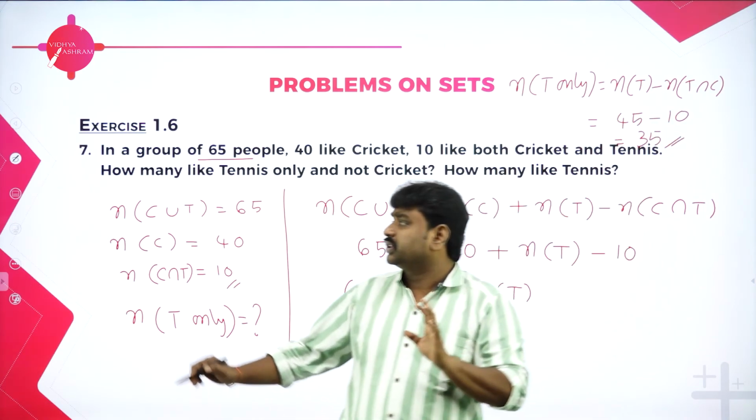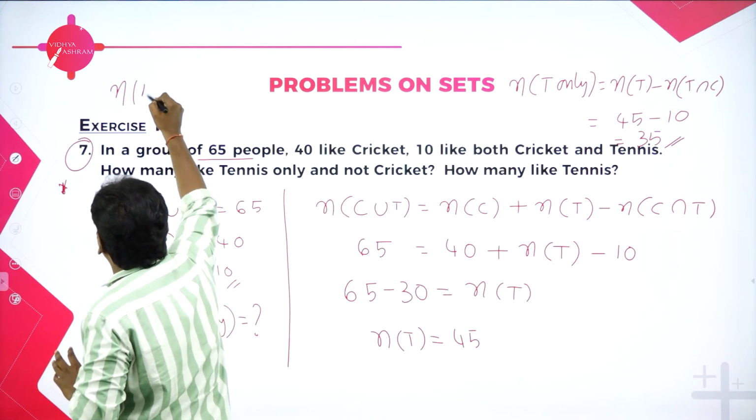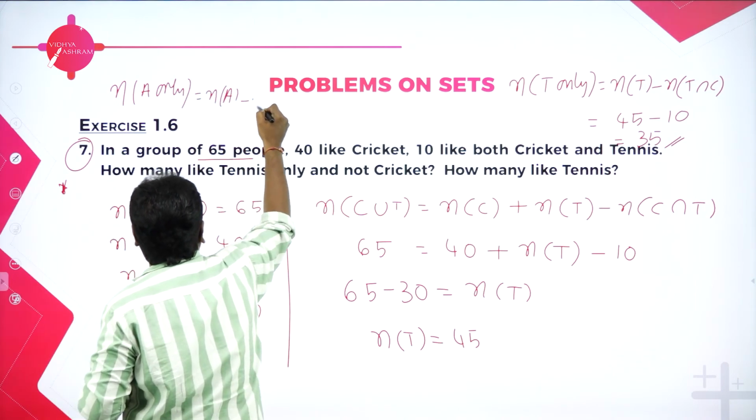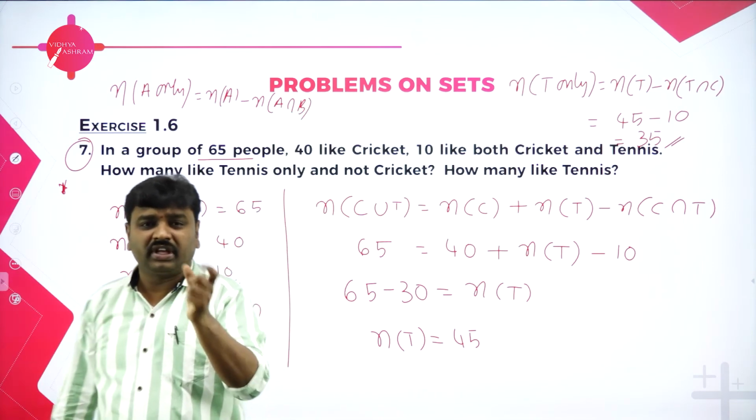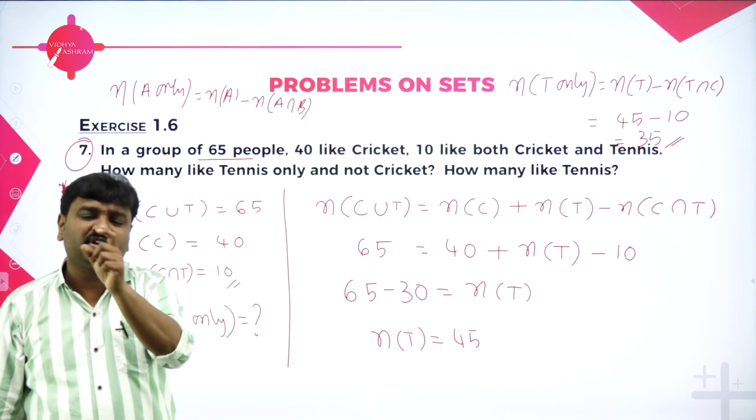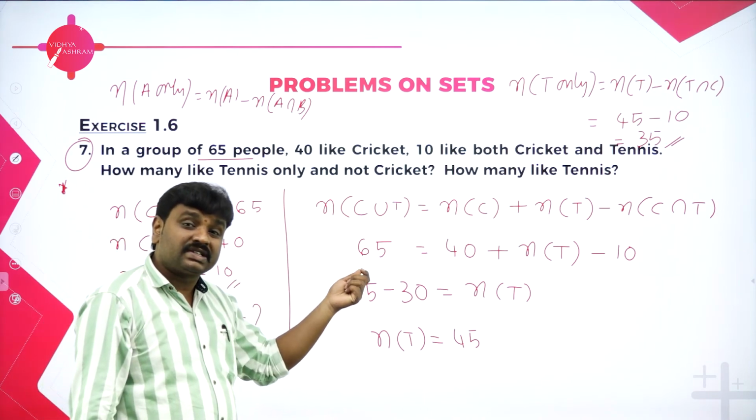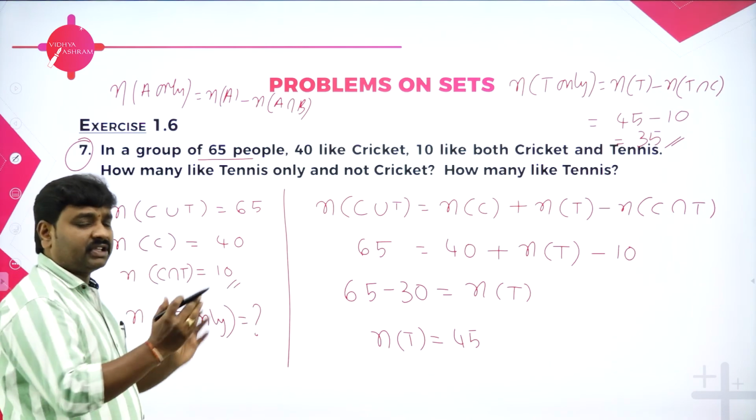One of the important questions, and I can say for board exams: if I want N of A only, what is N of A only? Out of N of A, remove what? N of A intersection B, if you have two sets. A only means A minus A intersection B. B only means B minus B intersection C. Here T only means T minus C intersection T. You can solve the same problem by the Venn diagram method, the left part.